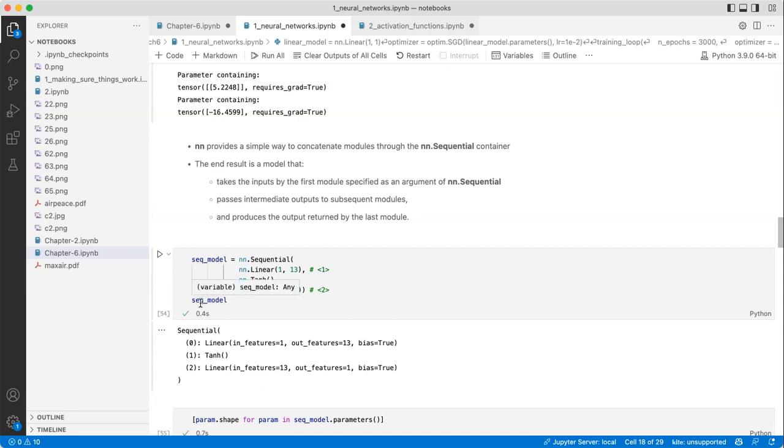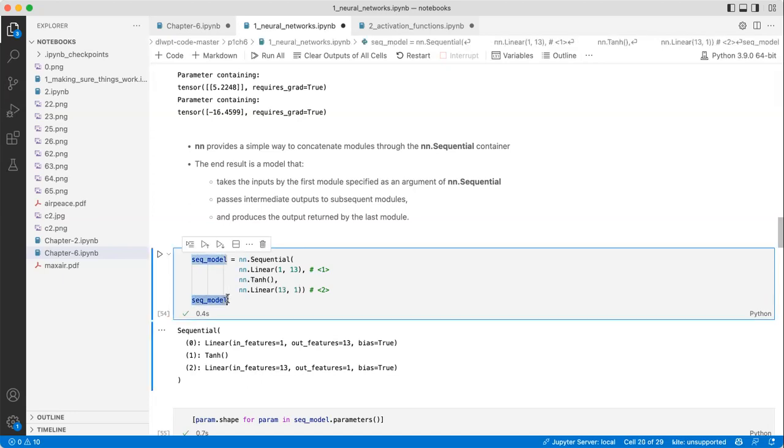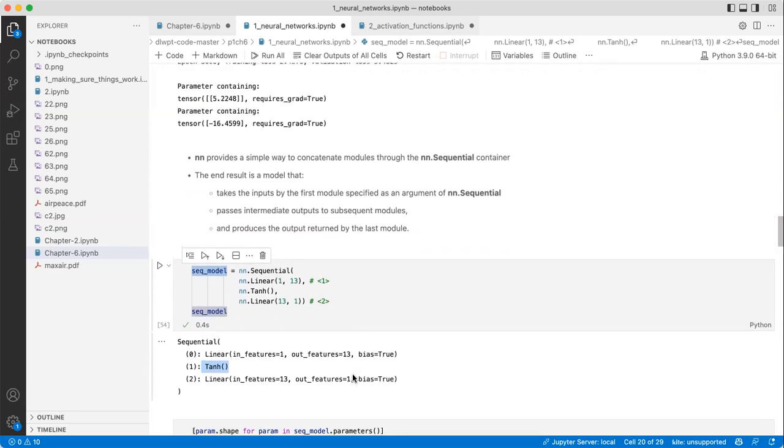When we print to see what our sequential model is, we have linear with number of input features 1 for the first one, output features 13, and it has bias. The second one is just tanh. And then for our output layer, we have input features 13, output features 1, and also a bias. I don't know if anybody wants to add anything based on this sequential and the motive behind it. I believe I explained, but if anybody wants to add anything, we can go on.